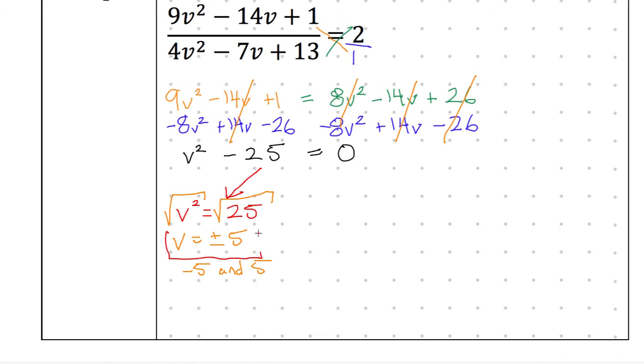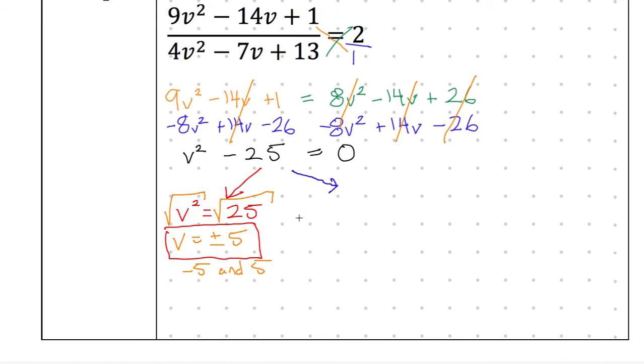So that's our answer using method 1. Here's method 2. Wait, so the answer is 5 and negative 5? The answer is 5 and negative 5, or plus or minus 5. I want to show you the second way of solving it, which you're going to be using on most of these problems. Here's the second way of solving it.